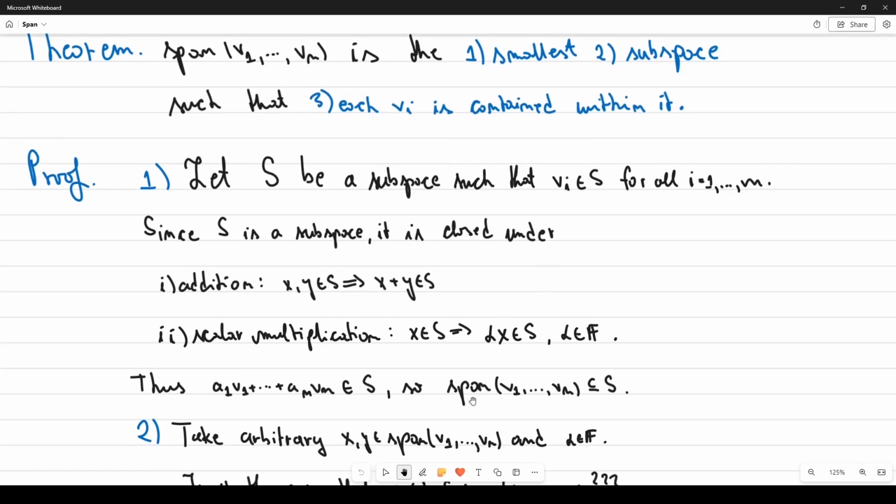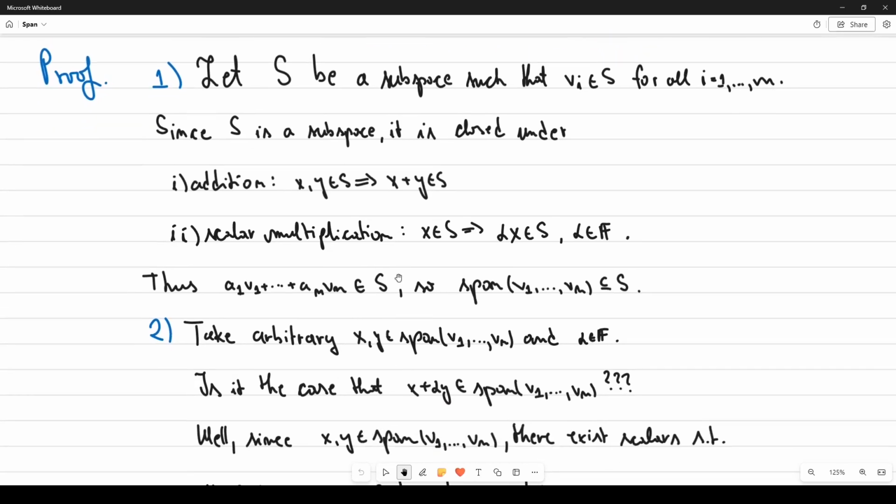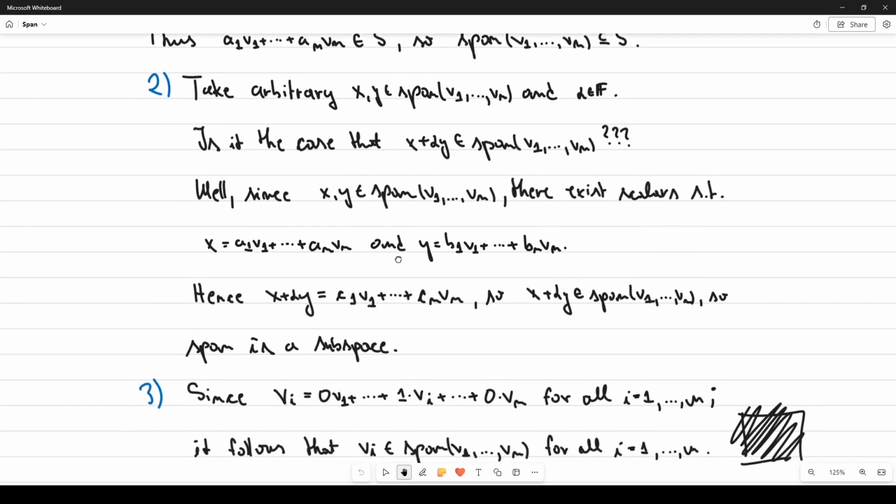So every element of the span of these vectors is in S, which means that span is a subset of any given such subspace. So it is the lower limit. It is the smallest set such that this holds, that it contains all of the vectors vi. So that would be showing that it is the smallest. Now let's show that span is a subspace.